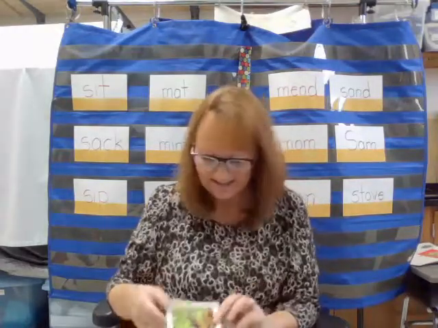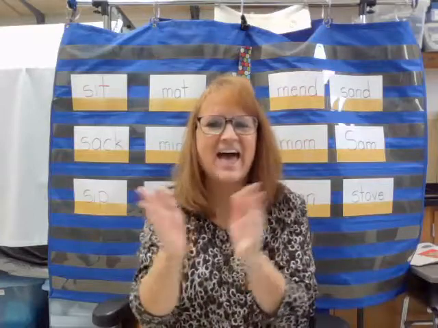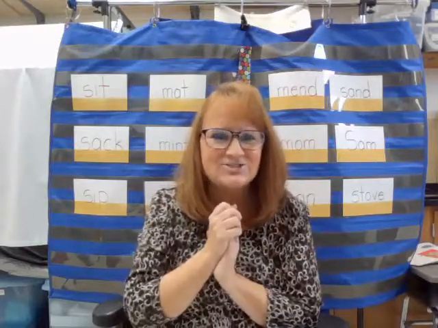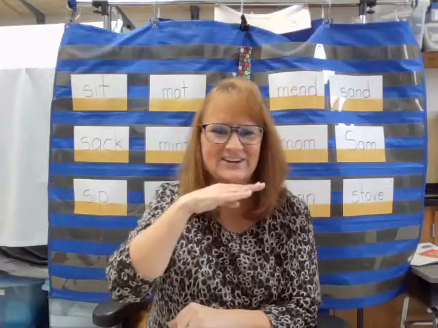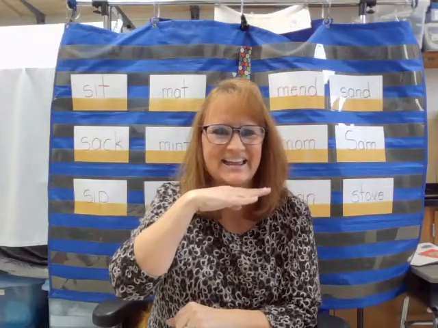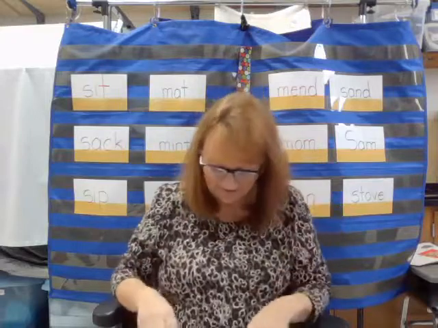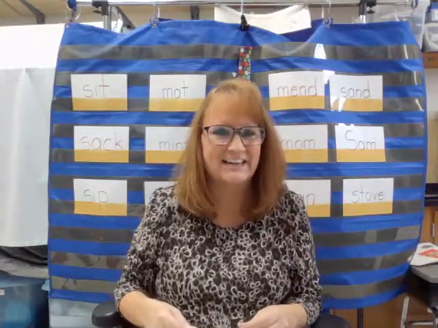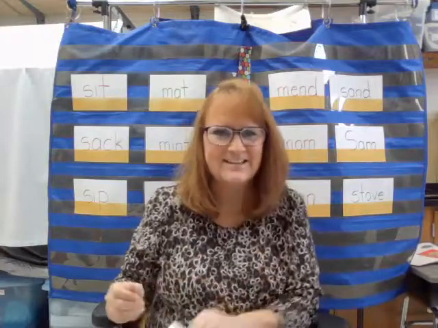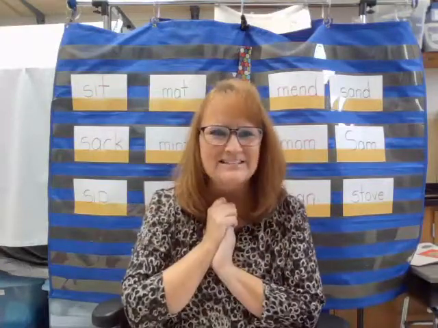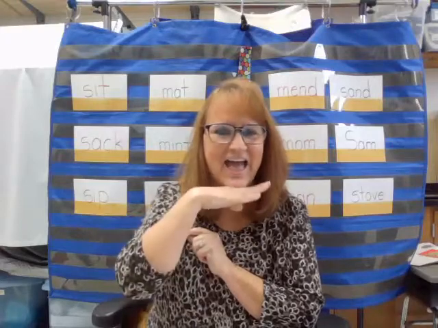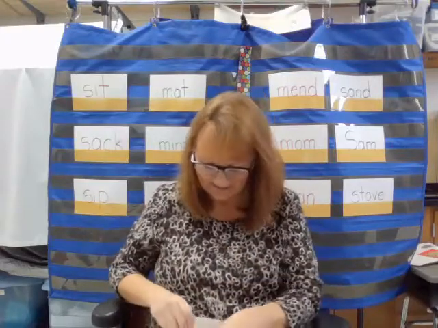How about alligator? All right, let's clap out alligator. Ready? Alligator. How many did you get? 4, right? Try this. Alligator. How many times did your hand bump your chin? 4 times. 4 syllables in alligator. How about apple? Let's clap out apple. Ready? Apple. How many syllables? 2, right? Apple. 2 syllables.